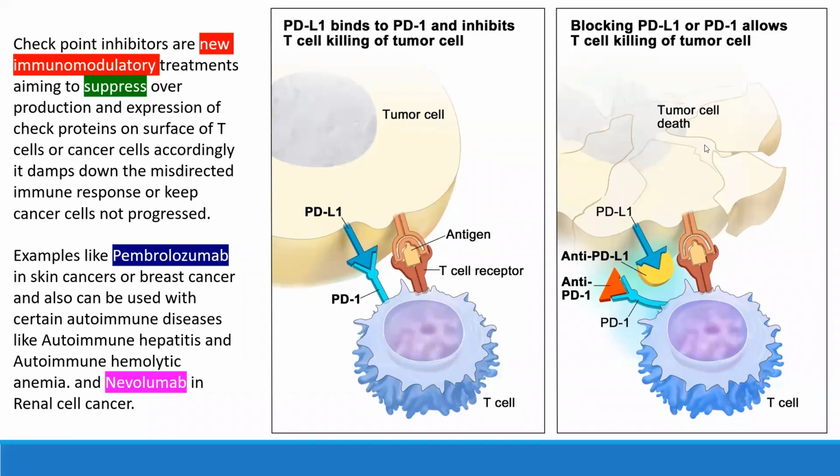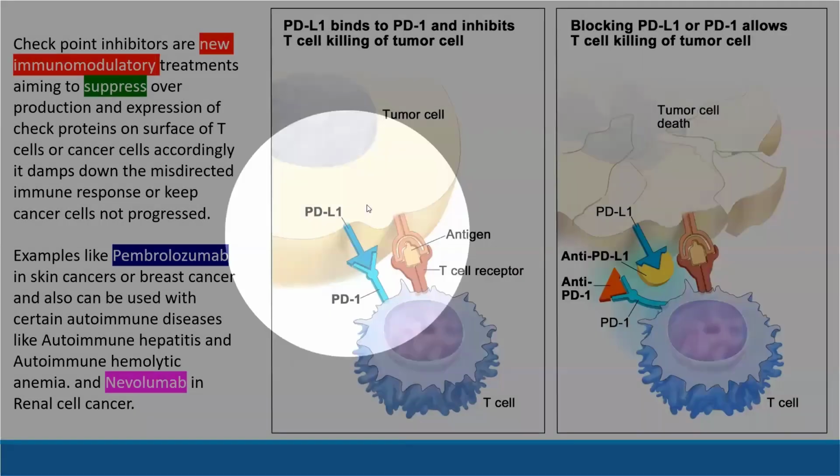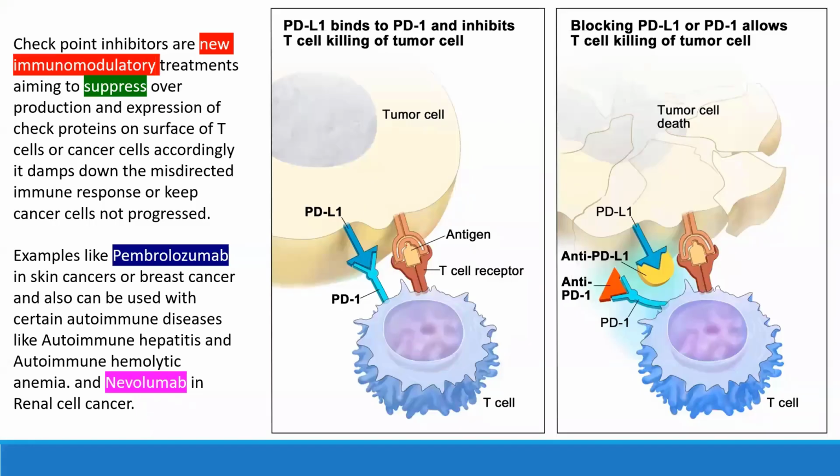Checkpoint inhibitor has been a very important topic since 2018. In each exam there is a question about checkpoint inhibitors, and I will cover this topic in the thyroid and also in the pituitary chapter. Checkpoint inhibitors are a new immunomodulatory treatment aiming to suppress overproduction and expression of checkpoint proteins, like PD-L1, present on a tumor cell or T cell. It dampens the misdirected immune response and keeps the cancer cell from progressing.